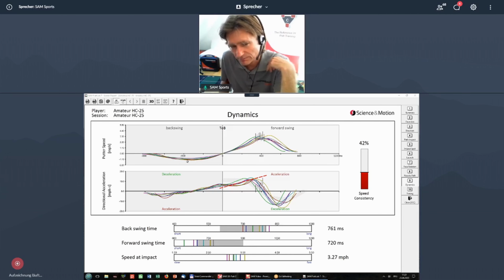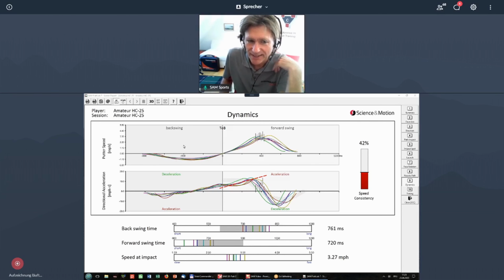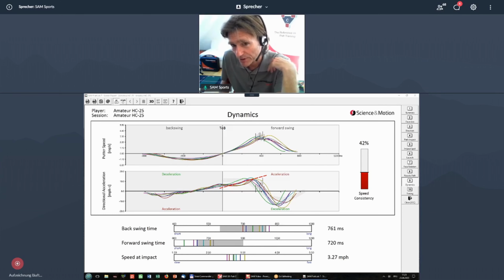If I'm a right-hander, conventional type of putting, the backswing is to the right and the forward swing is to the left. So now I get a negative speed to the right and I get a positive speed to the left. Now for the acceleration, it's a little bit tricky, because what is acceleration in the backswing is acceleration. What is deceleration in the backswing is acceleration in the forward swing and the other way around.